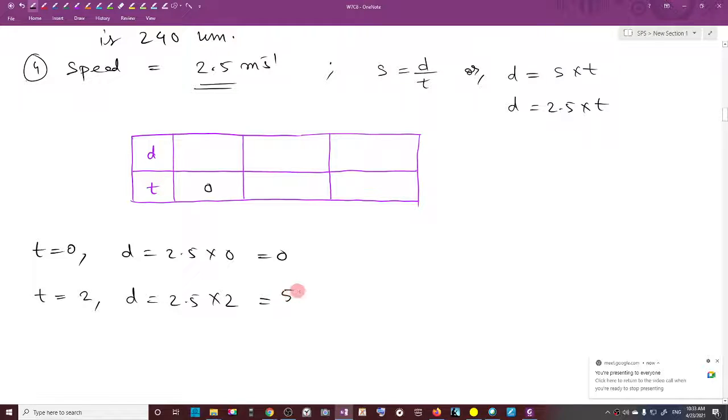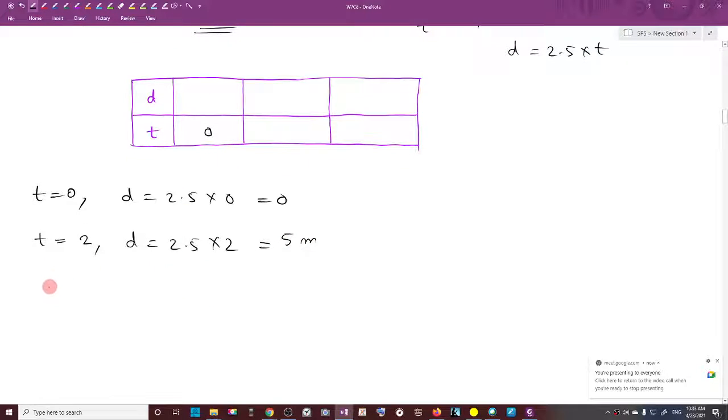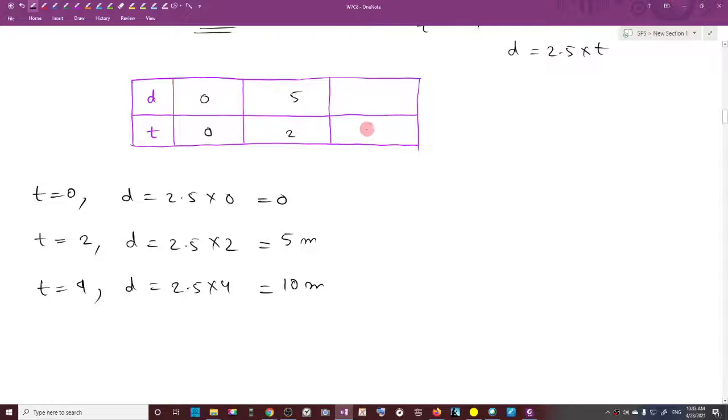5 meter. 5 meter. Very good. Now, if t equals 4, d will be 2.5 times 4. Can you tell me its value now? 10. This is 10 meter, right? So for t equals 0, this will be 0. For t equals 2, this will be 5. T equals 4, this will be 10. Is that clear?